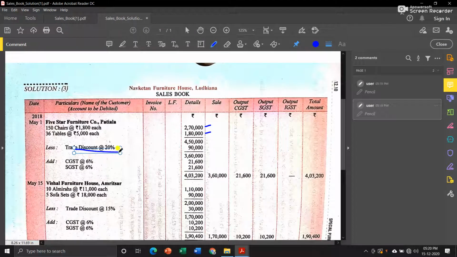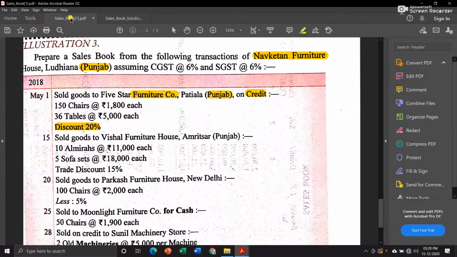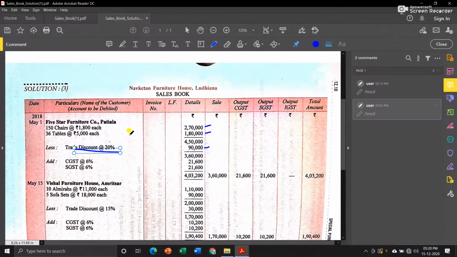Now we will deduct trade discount. 20% of 4,50,000 is 90,000. So after deducting we got 3,60,000. And now since our business and our customer both are situated in the same state, that means it is an intrastate supply. So there will be CGST and SGST at 6% each. So CGST at 6% is 21,600 and SGST as well. After adding we got 4,03,200. So we will write the individual amount in all the columns.